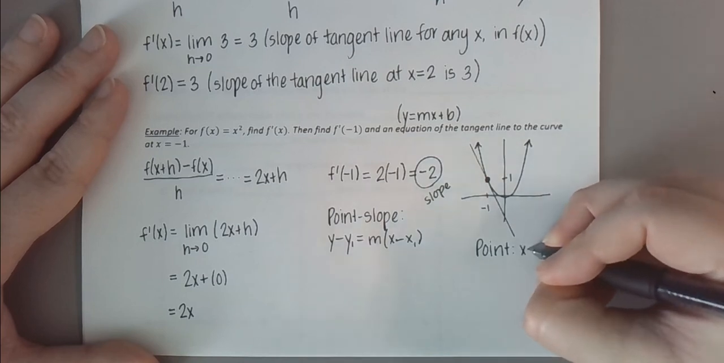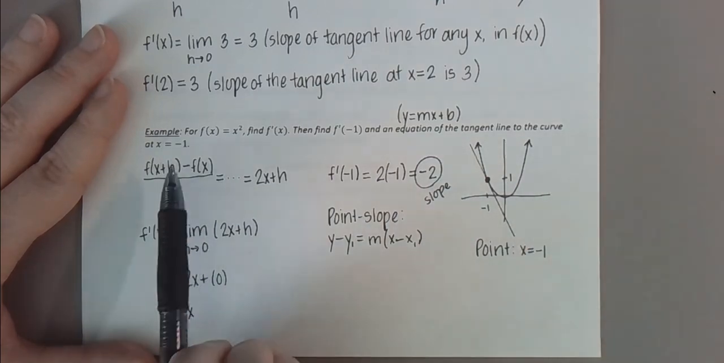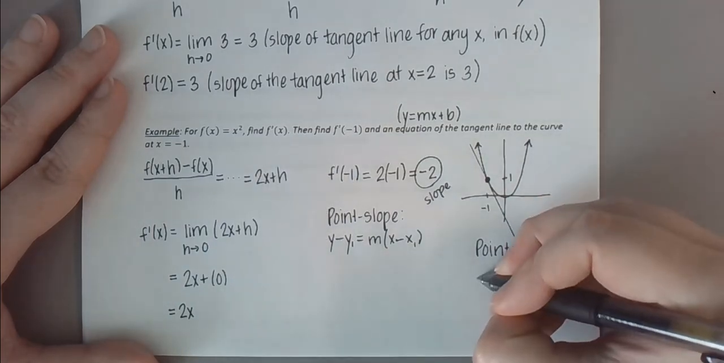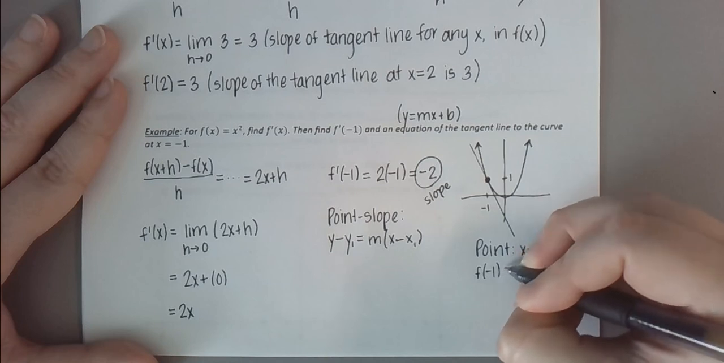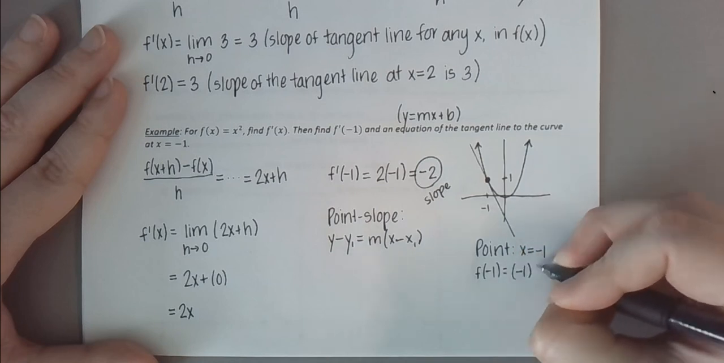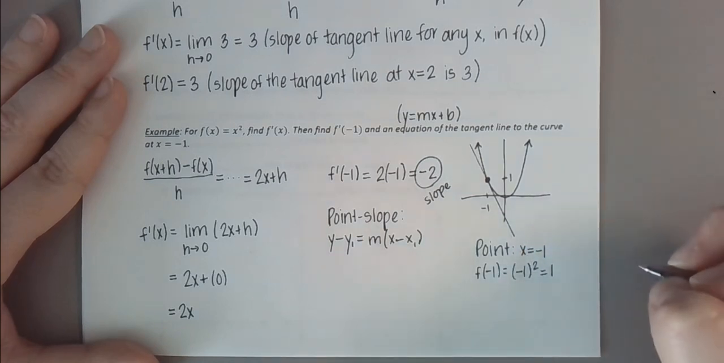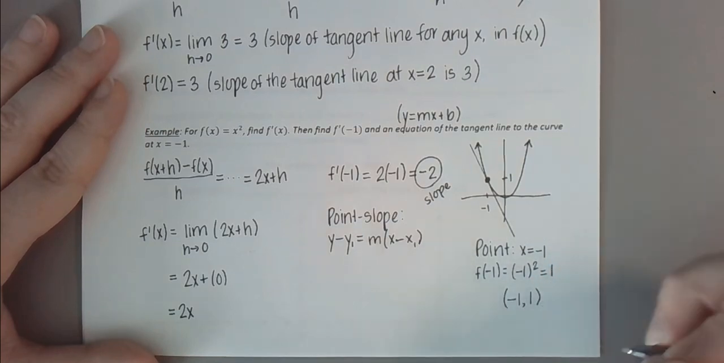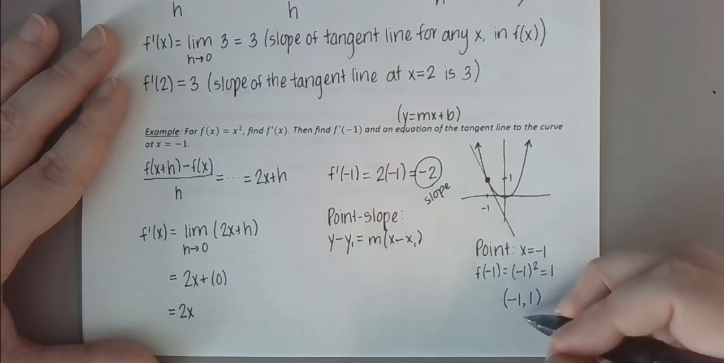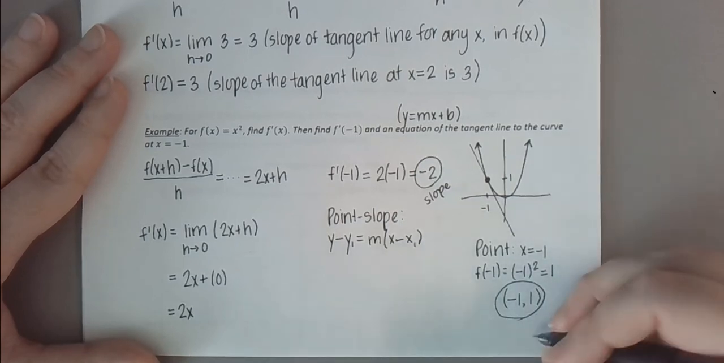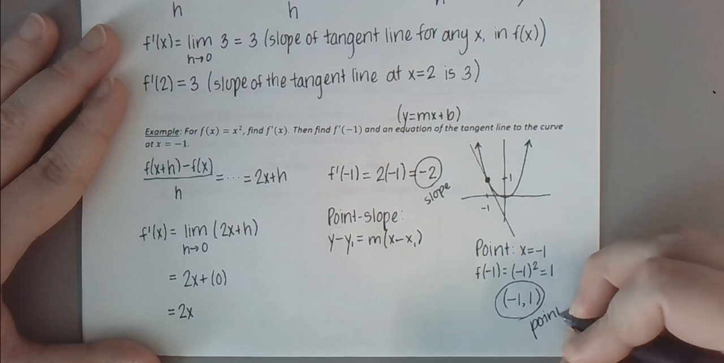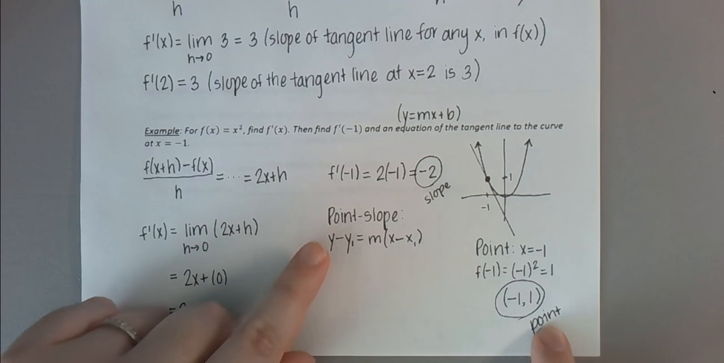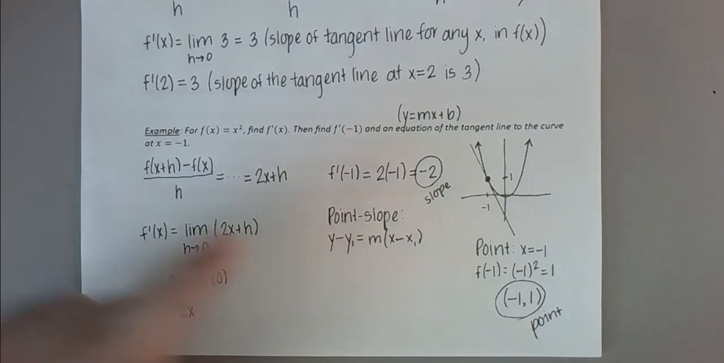So we know that x is going to be -1, because that's the location we're talking about. X is -1. That's where we evaluated our derivative. So that means f of -1 is going to give us the associated y value. So that's going to be -1 squared, which is 1. So that means our point has the coordinates -1, 1. So we have our slope, we have a point, and so once we have those two components, we have enough information to use point-slope form.